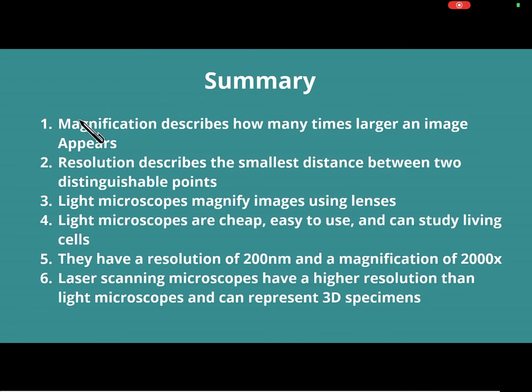So in summary, magnification describes how many times larger an image appears. Resolution describes the smallest distance between two distinguishable points. Light microscopes magnify images using lenses. Light microscopes are cheap, easy to use, and you can study living cells or tissues. Light microscopes have a resolution of 200 nanometers and a magnification of 2000 times. Laser scanning microscopes have a higher resolution than light microscopes, and they can represent 3D specimens.